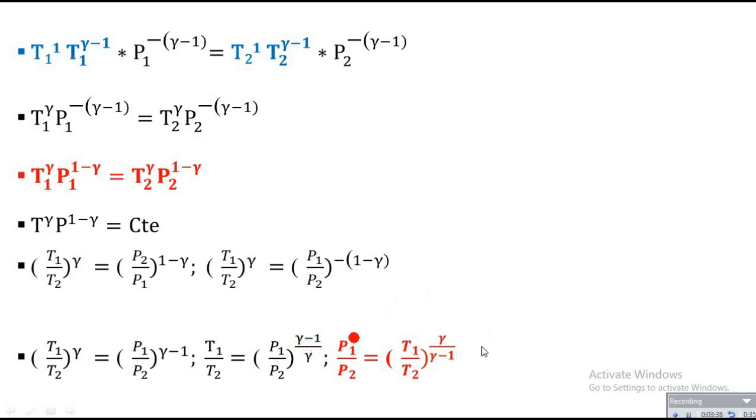Can you see here? It's like power 1. Then you are taking this 1 dividing with this term, gamma minus 1 over gamma. That means we get P1 over P2 is equal to T1 over T2 power gamma over gamma minus 1. This is another formula obtained by rearranging the second formula.